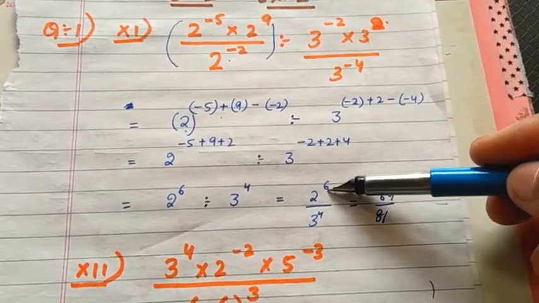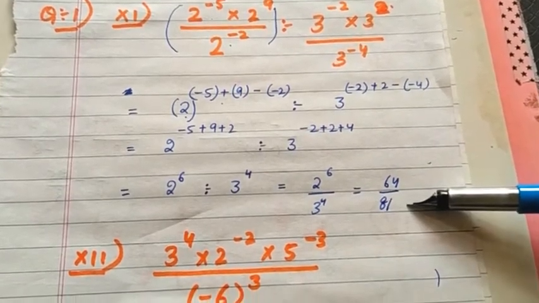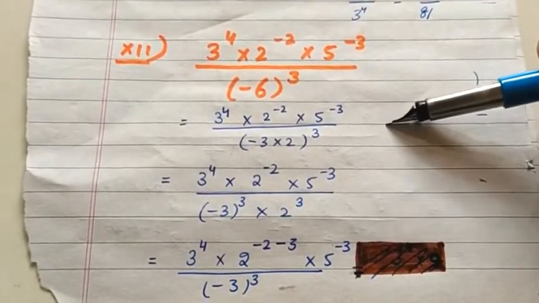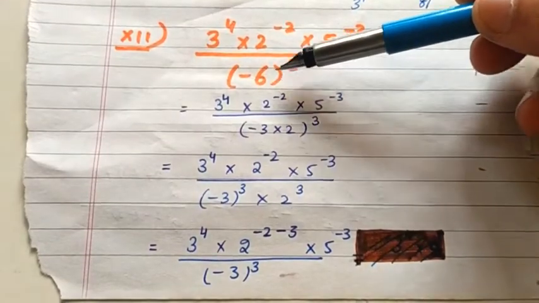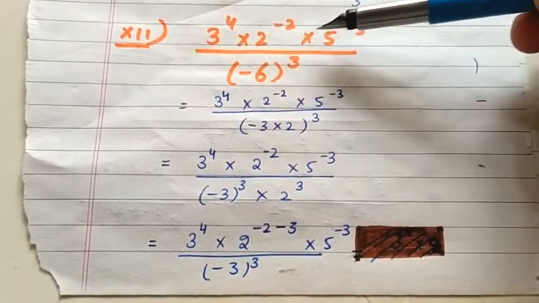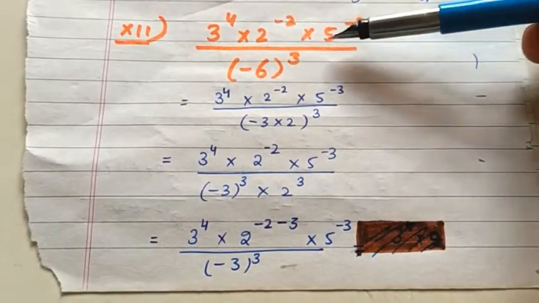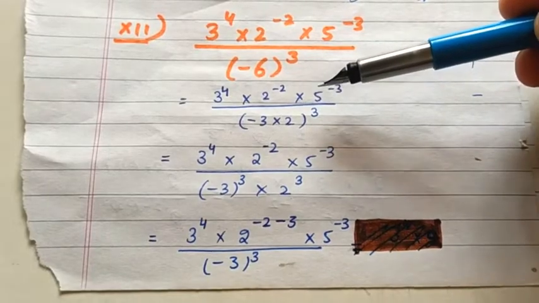Okay, so 2 to the power 6 is 64 and 3 to the power 4 is 81. This is the question. Let's see how we can solve the next part. Next part is also simple. In this part we see that all these bases are different. There is no base which is same. So we are not going to add or subtract any of the powers.